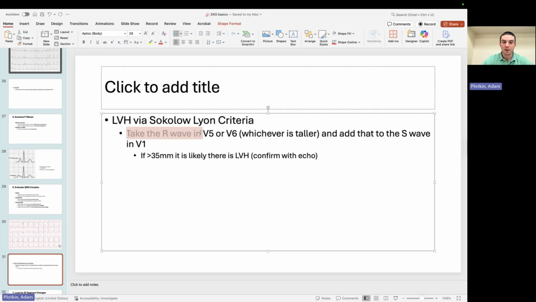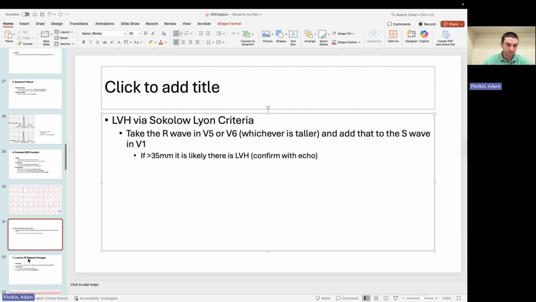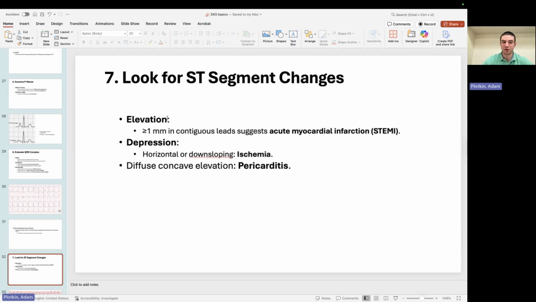So I just put in Word the Sokolow criteria. You take the R wave in V5 or V6, whichever is taller, and add that to the S wave in V1. If it's greater than 35 millimeters, there's left ventricular hypertrophy. We confirm with an echo. Then we look for the ST segment changes.